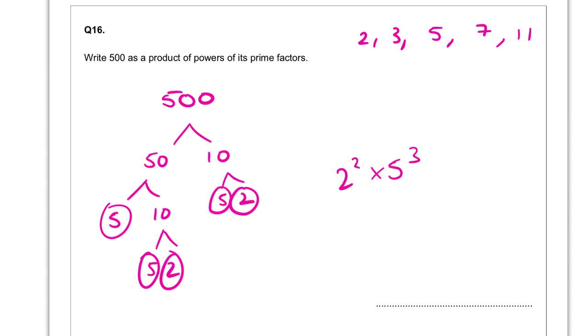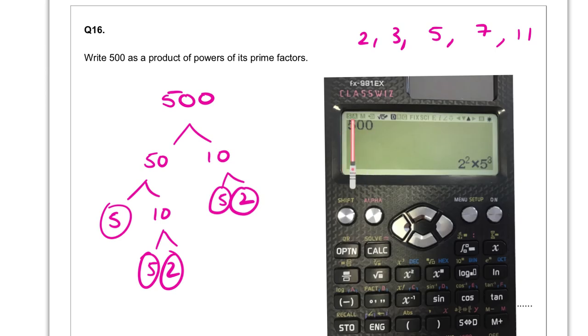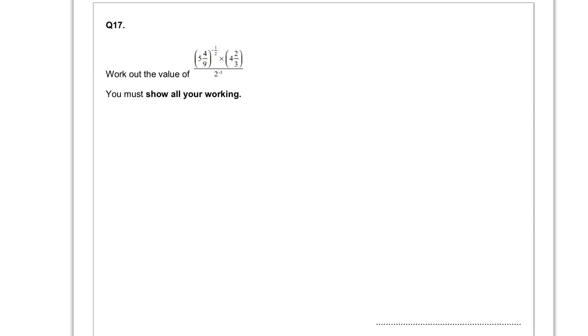Now, what you can do is on the calculator, you can double check this. You still have to show your working to get all the marks, but it's nice to double check. So literally what I did was I entered 500, I pressed equals, and then I pressed shift, and then fact. This fact button means factors. It does it in terms of prime factors, which is what we got, 2 squared times 5 cubed.